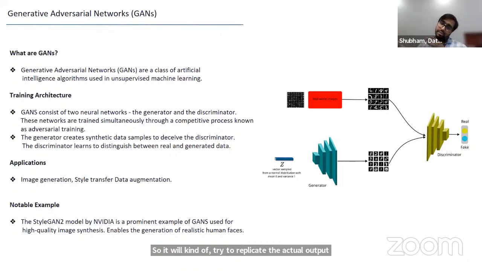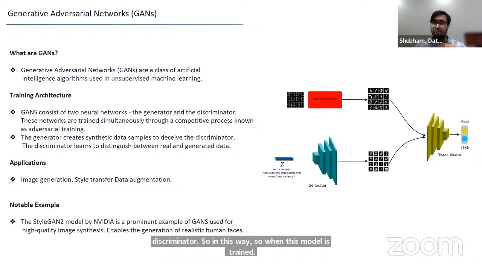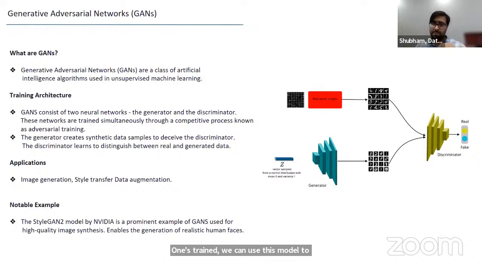On the other hand, the task of the discriminator is to identify whether the image that was generated by the generator is real or fake. So the generator will try to fool the discriminator, and the discriminator will try to catch the generator on whether it has generated the image right or not. In this way, this model is trained. The model learning finishes when the generator is able to fool the discriminator. Once trained, we can use this model to generate duplicate images, or to replicate the images which already exist.